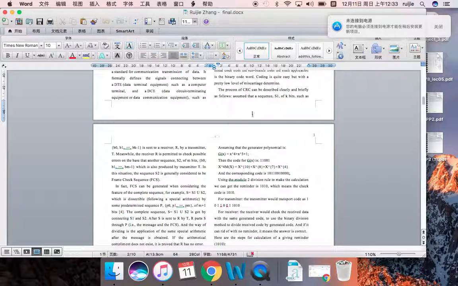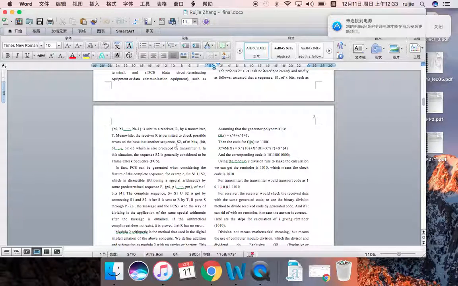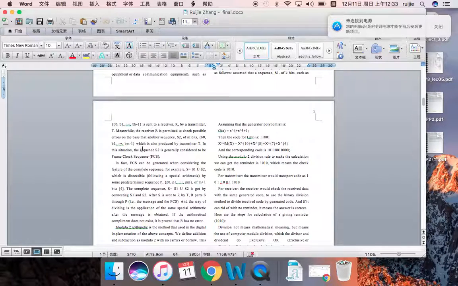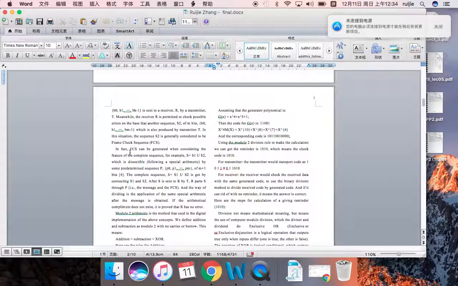Assume the data sequence S1 of k bits, such as B0, B1 to Bk-1, is sent to a receiver R by a transmitter T. Meanwhile, the receiver R is permitted to check possible errors on the basis of another sequence S2 of m bits, B0, B1 to Bm-1, which is also produced by transmitter T. In this situation, the sequence S2 is generally considered to be the frame check sequence. In fact, FCS can be generated when considering the feature of the complete sequence.